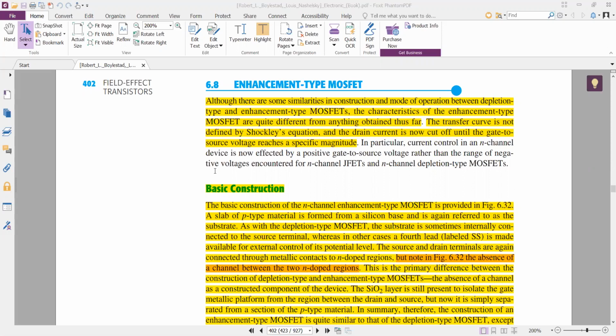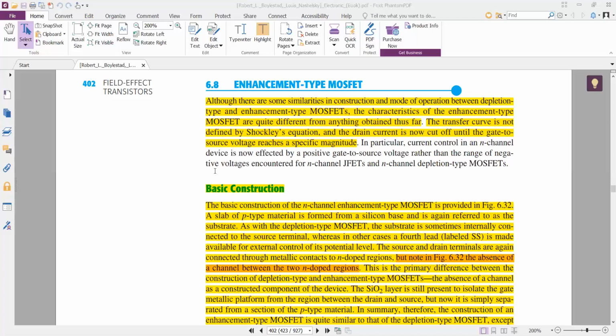In depletion mode, the number of free carriers in the channel decreases, while in enhancement mode the number of free carriers in the channel increases. Hence, in depletion mode, the drain to source current is reduced, while in enhancement mode, drain to source current is enhanced.